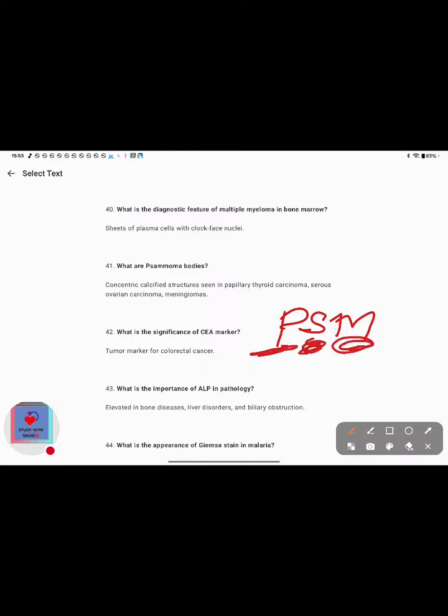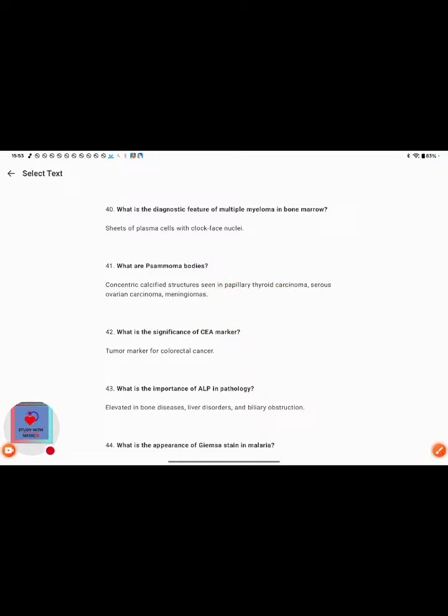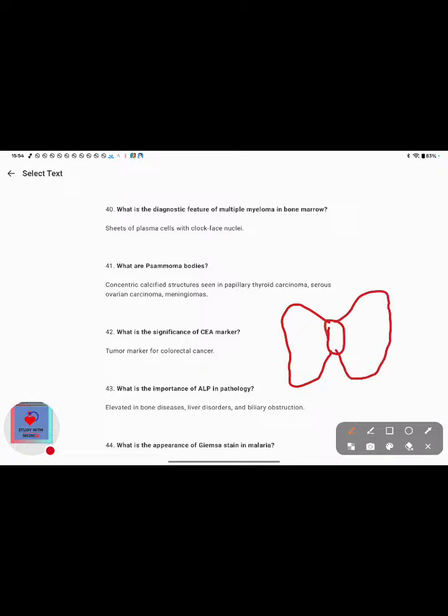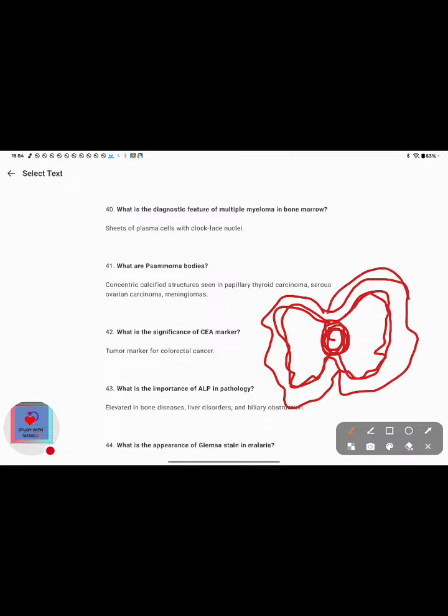So this is the thyroid, butterfly shaped, thyroid, ovaries, and meninges. Remember like this: PSM, papillary thyroid carcinoma, thyroid, ovaries, serous ovarian carcinoma, serous, and meningiomas. Remember with this diagram: ovaries, serous ovarian carcinoma, papillary carcinoma of thyroid, and this covering is like meningiomas.